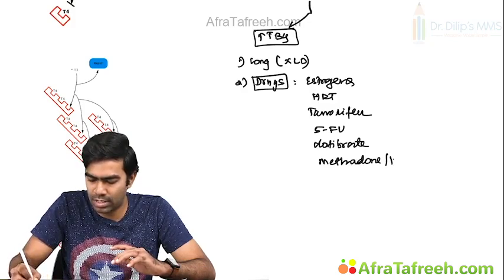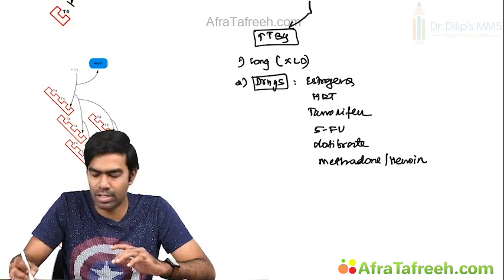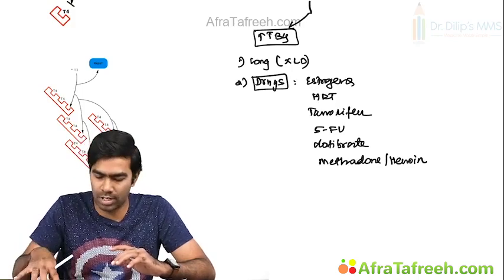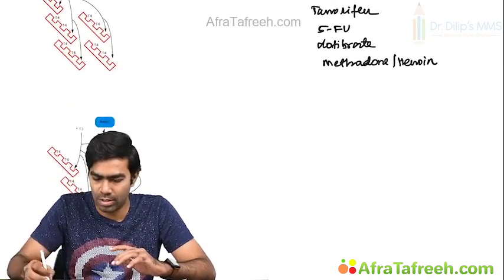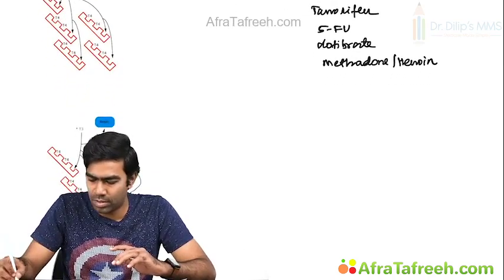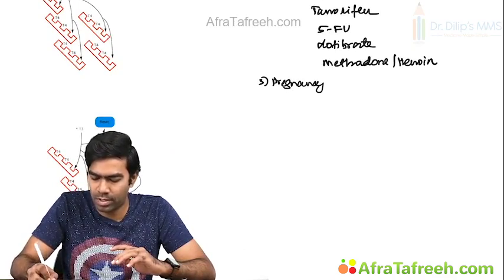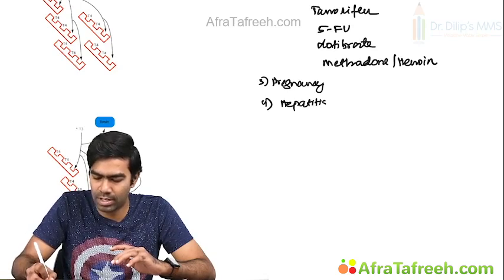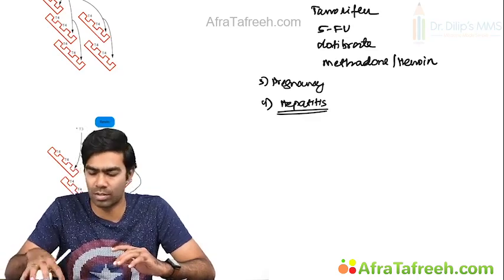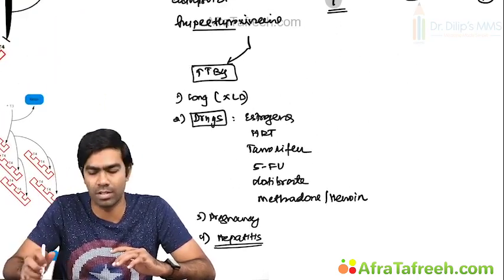So these are the conditions or the drugs that increase the TBG production, and they will increase the TBG as such. Next, you have to definitely know about pregnancy. There's no doubt about that. And finally, hepatitis. Both acute and chronic hepatitis might increase the TBG levels in the blood. So these are the conditions that increase the TBG.